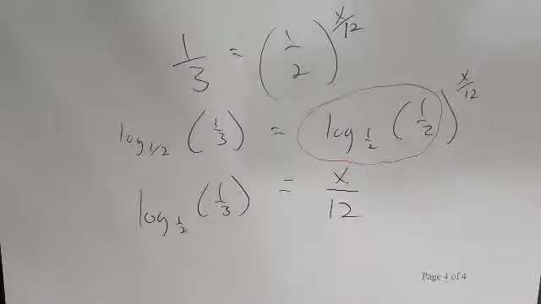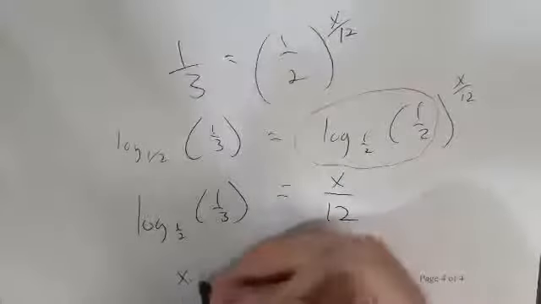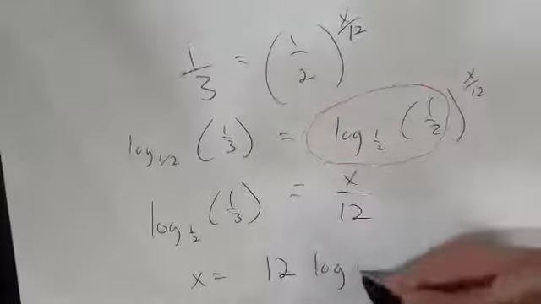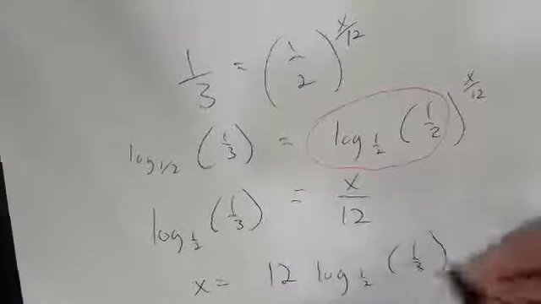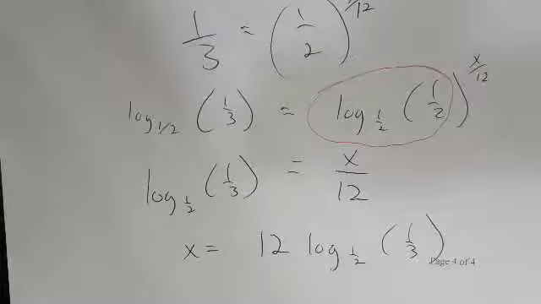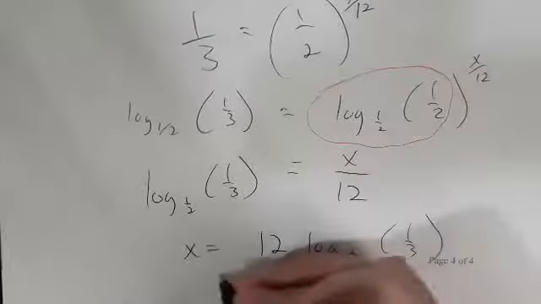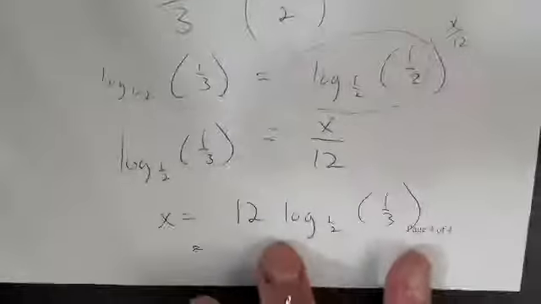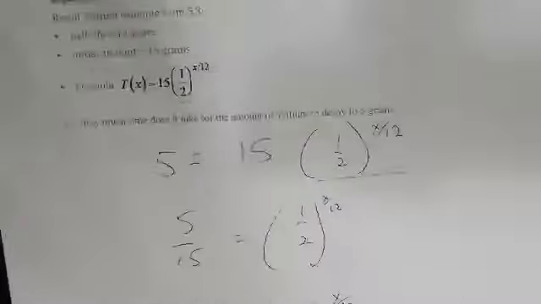And now the final thing, if I want to solve for x, x is being divided by 12. I will have to multiply each side by 12. So x is equal to 12 times this thing, which is log base 1/2 of 1/3. Okay, so now I'm doing log of 1 over 3, and I'm dividing that by what? Log of 1/2 or 0.5. So again, we want to give them an answer in what? Years.